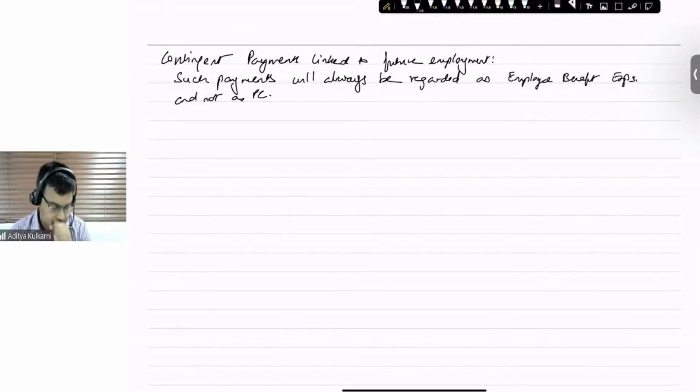Is it okay? Done. What is paid in the capacity of shareholder will be taken as PC. What is paid in the capacity as an employee will be regarded as remuneration expense to be expensed out over the remaining acquisition period. Okay, so that takes care of future payments in the nature of employees. Okay, fine.